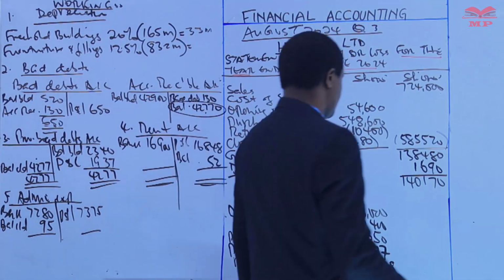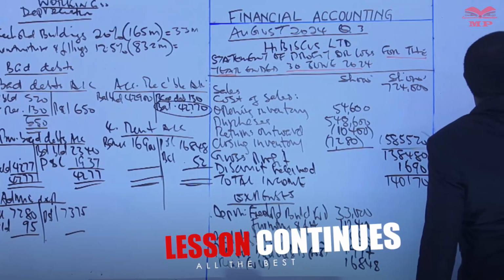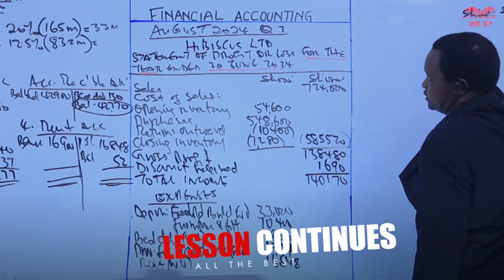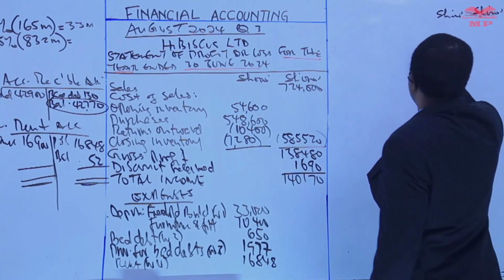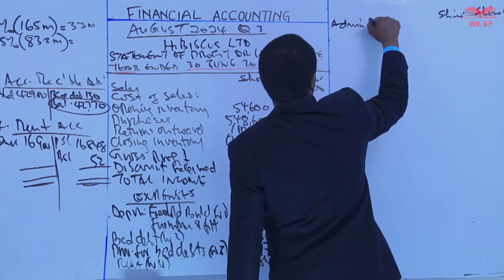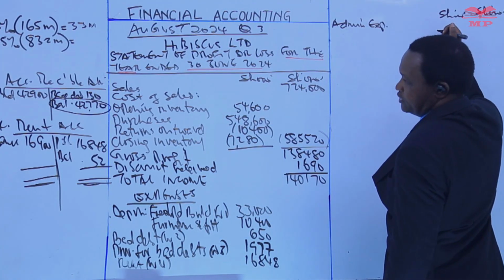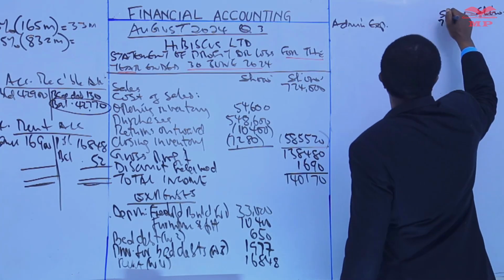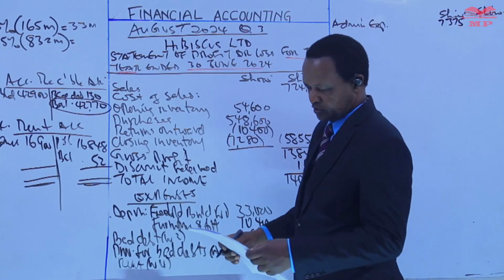So we are moving to page 2 of the profit and loss account. Admin expenses, 73.75. That is note number 5.